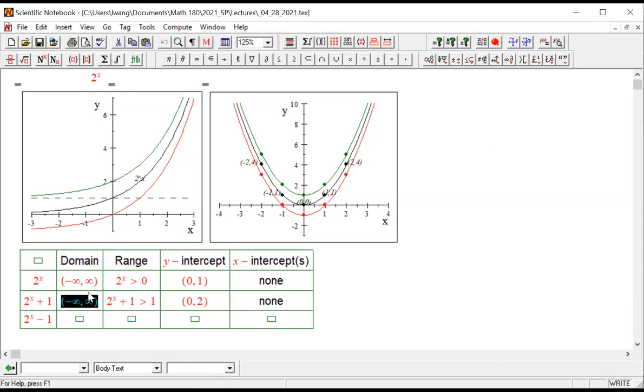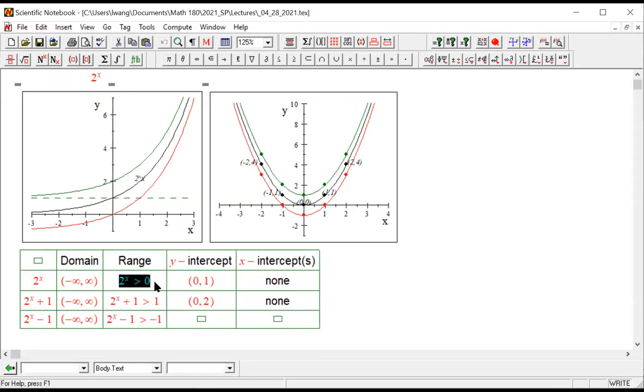2 to the power x minus 1. Obviously, the domain stays the same. How about the range? 2 to the power of x minus 1 is greater than -1. Perfect. You got it. We just subtract 1 from both sides, right? Y-intercept. What is the Y-intercept? (0, 0). Perfect. X-intercept. Also (0, 0). That's wonderful.